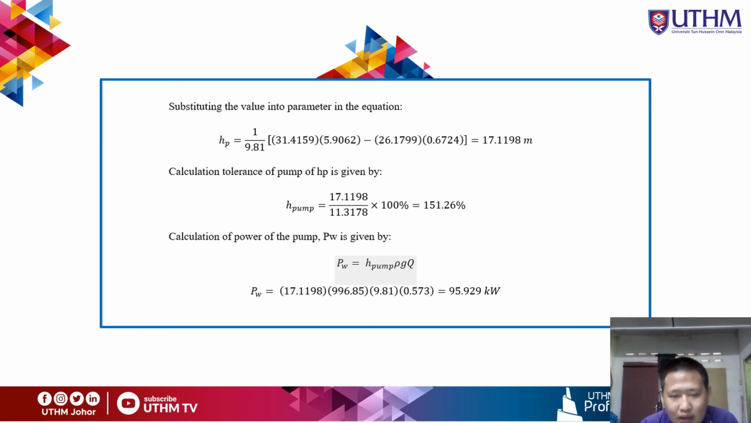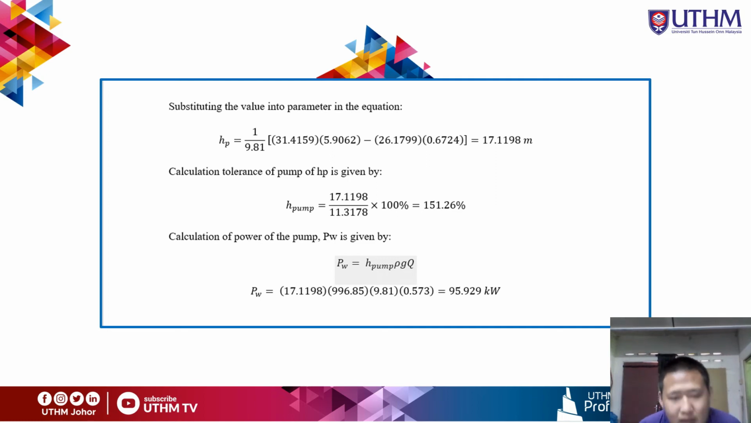Then we will calculate the tolerance of the pump. H pump is given by 17.1198 over 11.3178 times 100%, equal to 151.26%.